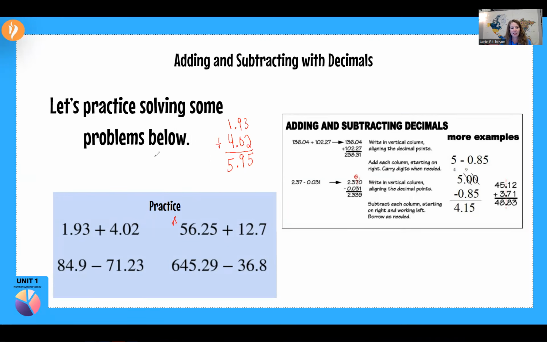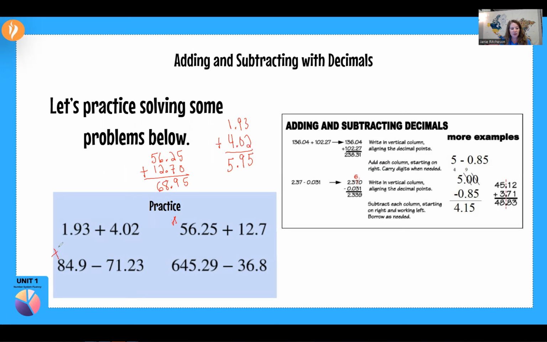All right, so for the second one, we have 56.25. We're adding that to 12.7. I have an empty space, so I'm going to add a 0 right there. So we have 5, 9, 8, and 6, 68.95.